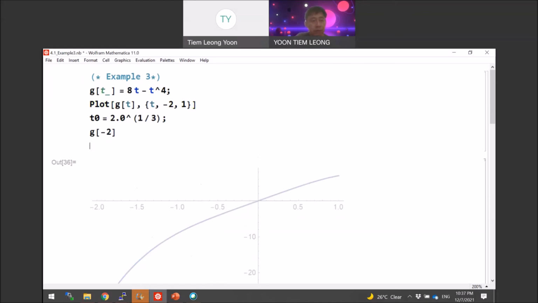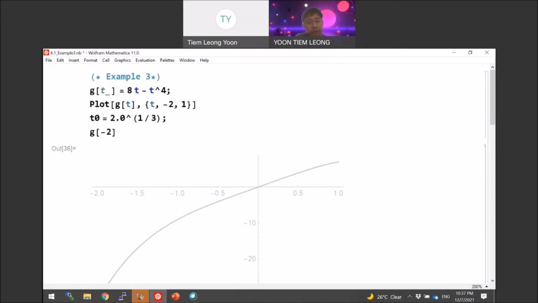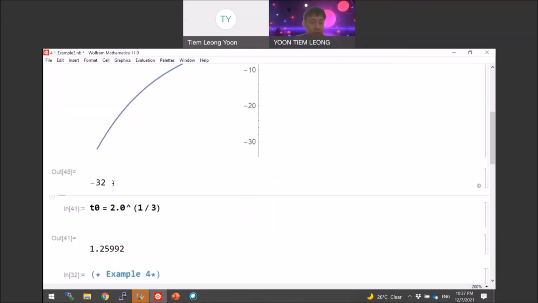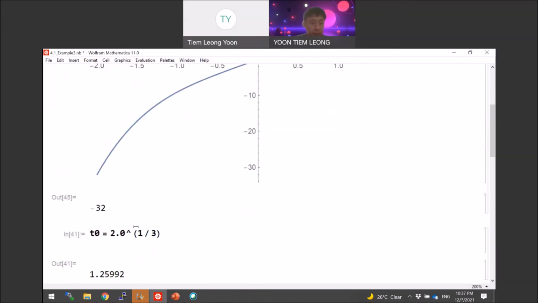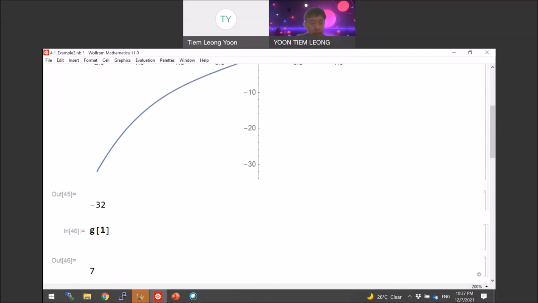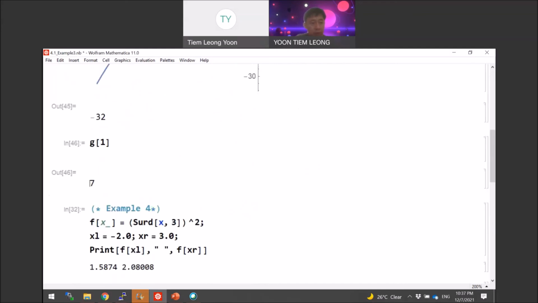So the value of g at -2, where -2 is the left-hand value of the interval, is 32. Then you can also obtain the value of g at the right-hand value, which is 1, and that is 7. Therefore, you have two numbers.